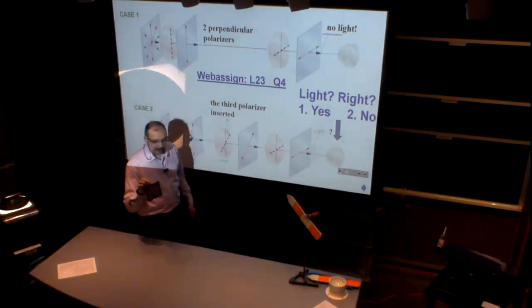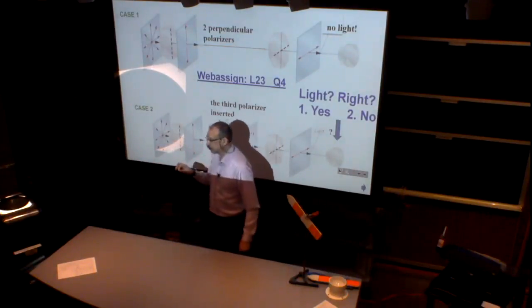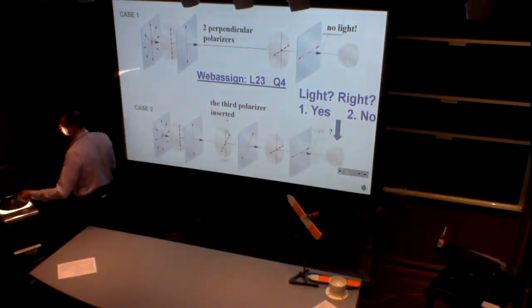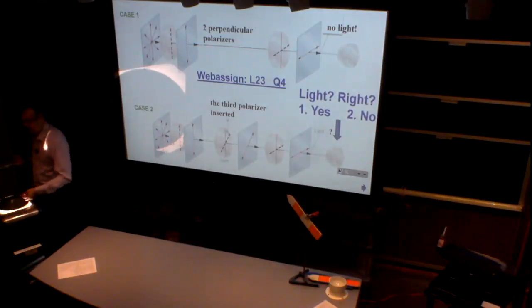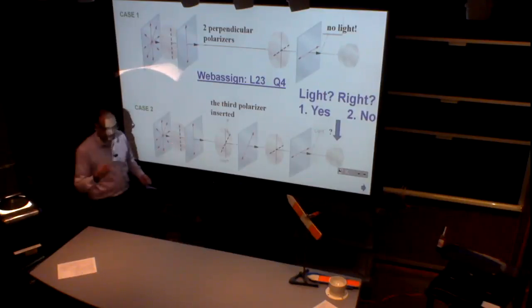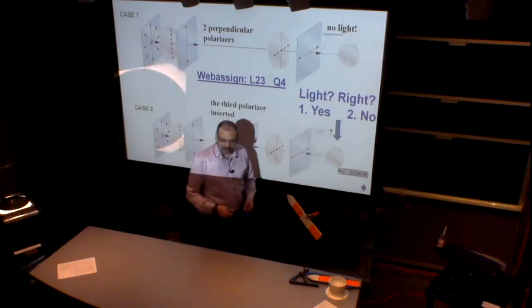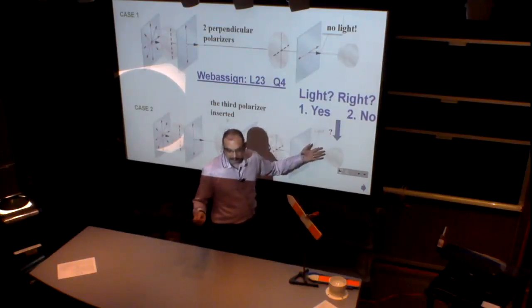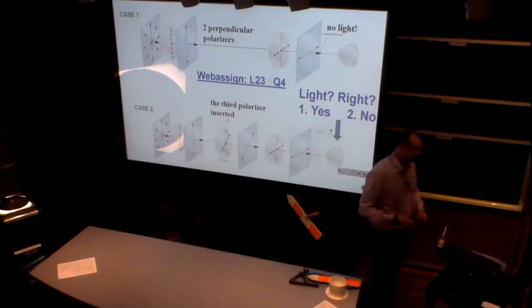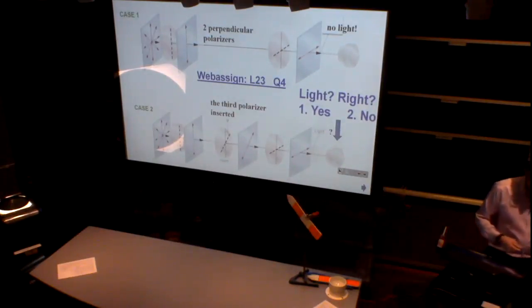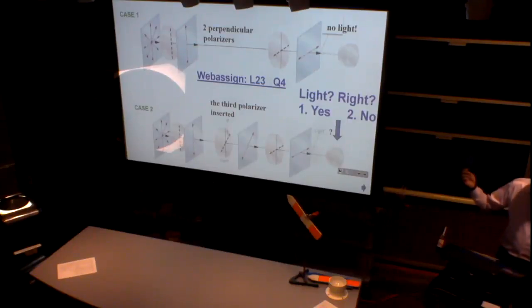But what I want to do is place a third polarizer. How? Not on the top, it's useless because there is no light already. I want to place it between those two polarizers. And of course, only two things might happen. Nothing or something. Nothing means there will be no light anyway. Or, yes, there will be some light traveling through now. So, if you think yes, there will be light. Choose one, this is what I want to do. And of course, we can just see what's going to happen. I just need to slide it in.